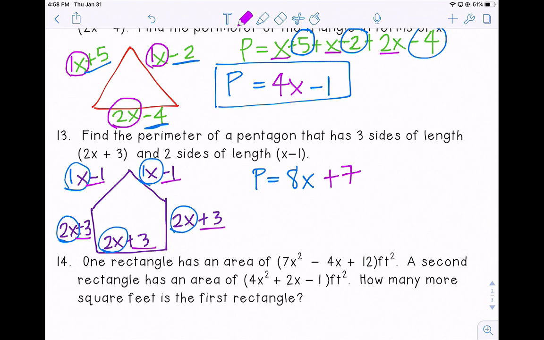You could just take 2x plus 3 and multiply it times 3, and you would use distribution to do that, but we haven't done that in a while. So if you could do that, I would definitely recommend it. I think that's much faster. So 3 times 2x plus 3, right? We have 3 sides of this, plus then we had 2 sides of x minus 1. So 2 times x minus 1. So if you remember how to distribute, you could just simplify that as well. We're going to cover that tomorrow. So in case you don't remember, I would definitely pay attention tomorrow.